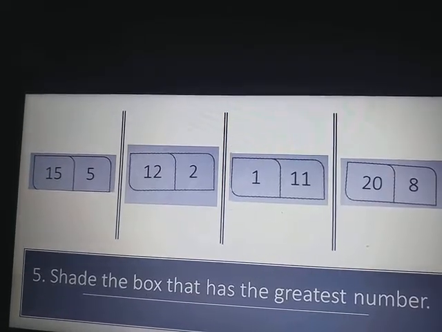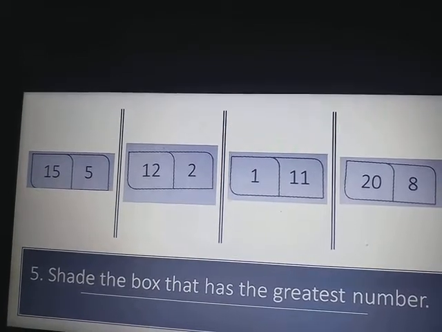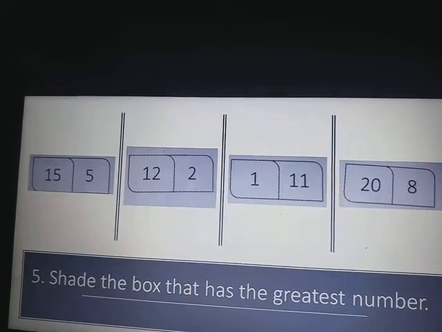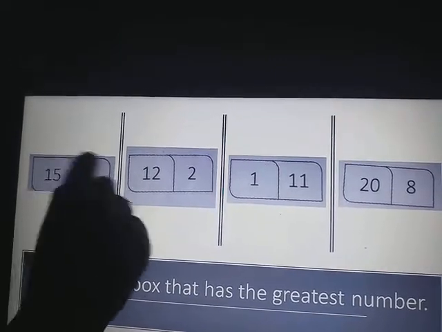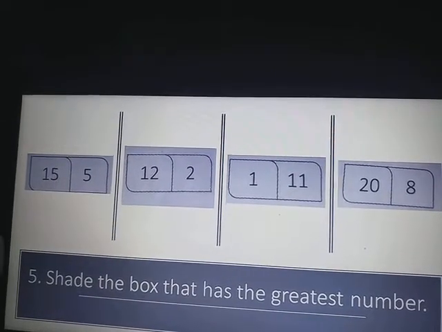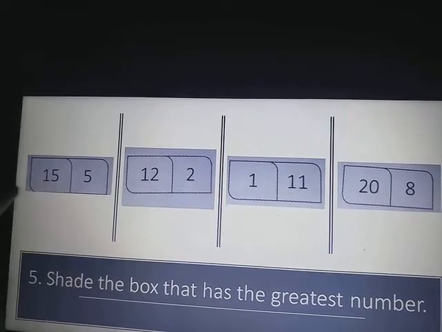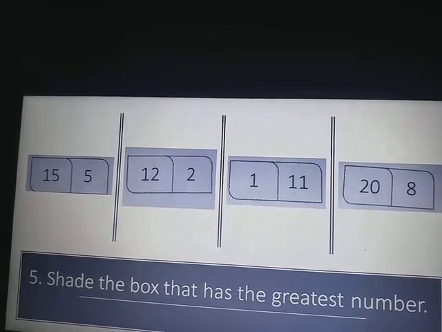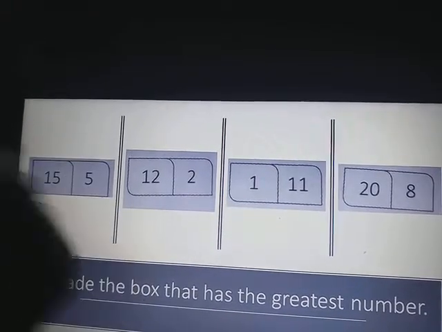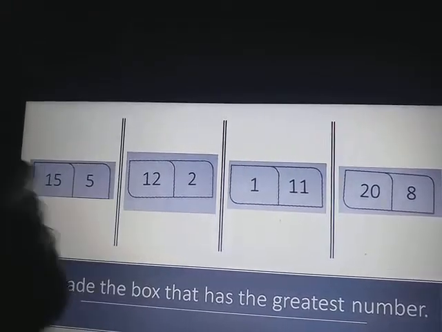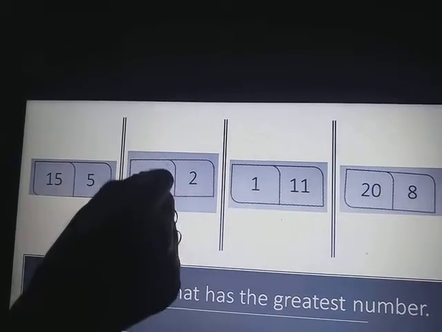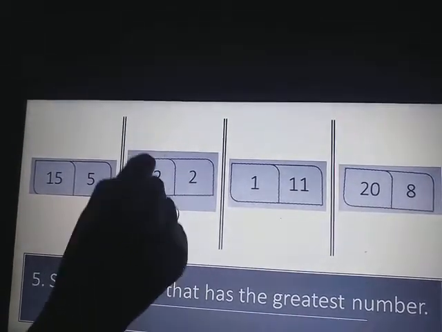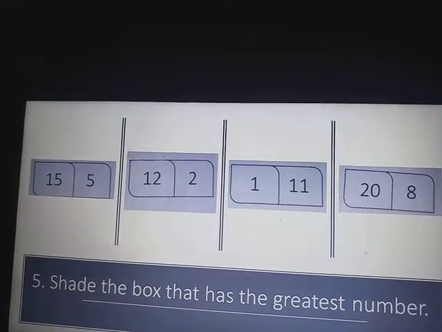Shade the box that has the greatest number. You have to shade that box. In that box, which number is greater? In 15 and 5, which number is greatest? Just shade that box, color that box. Understood? If in 12 and 2, 12 is greater, you have to color the 12 box. Understood?